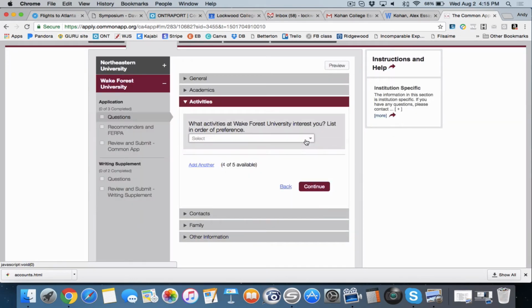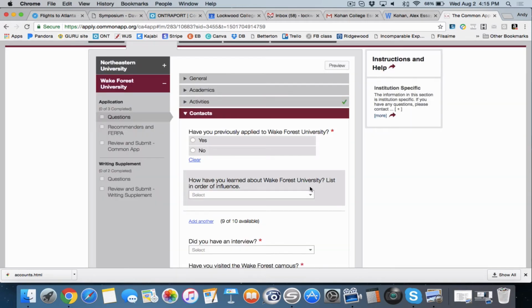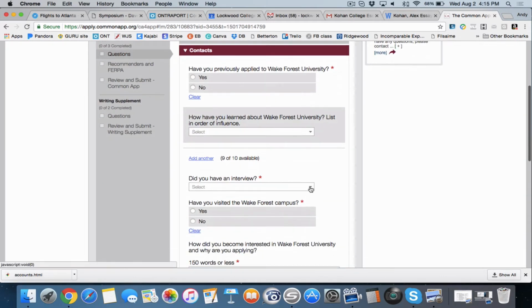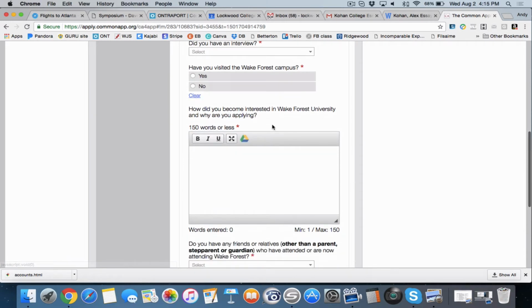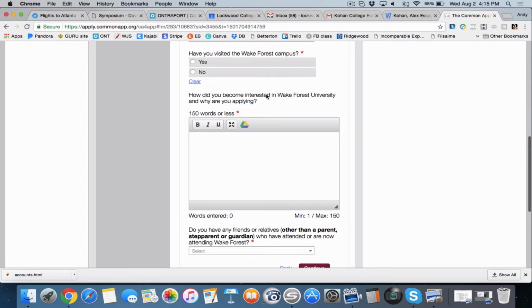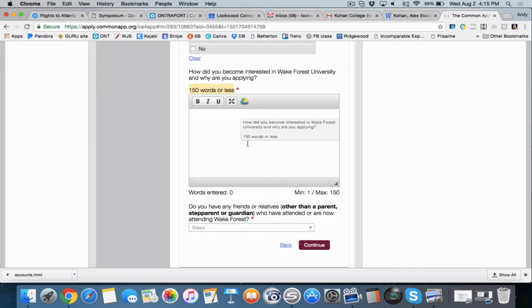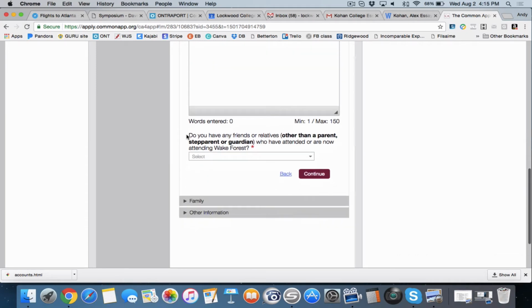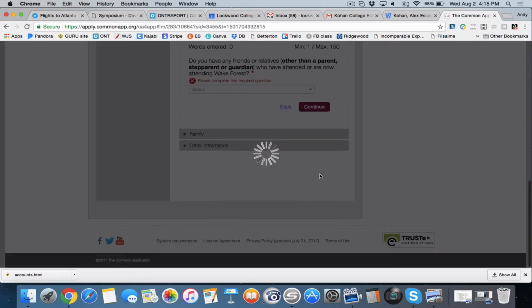What activities interest you? That's kind of cool. And have you previously applied? Blah, blah, blah. All right, question 1. How did you become interested in Wake Forest University and why are you applying? That's a short essay. Anyone else who's attended Wake Forest? That is just a yes or no question.